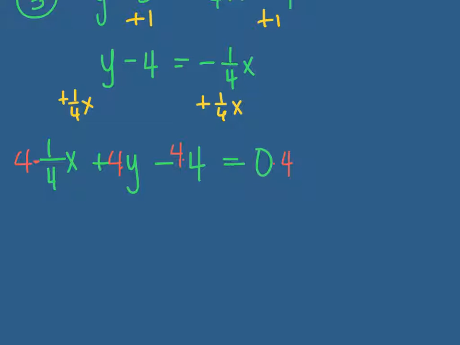What that will do is 4 times 1/4 just gives me 1x. 4 times y minus 16 equals 0, and that's called general form of a line. So if the instructions ask you to put it into general form, you need to clear out the one side to 0 and then make sure there's no fractions or decimals.